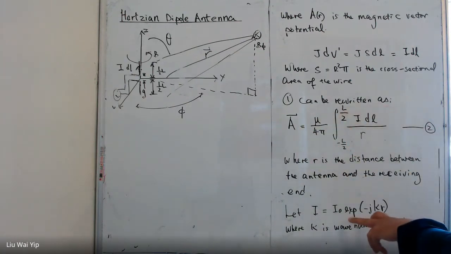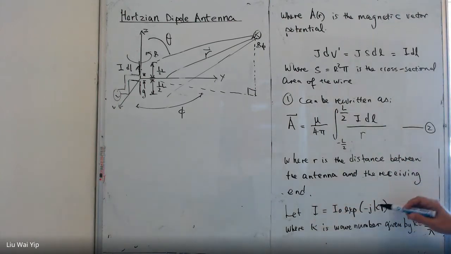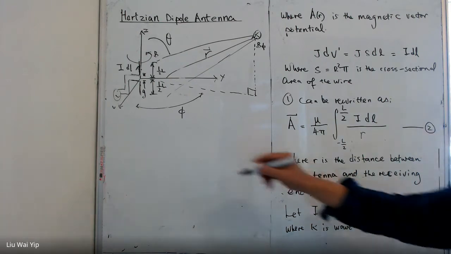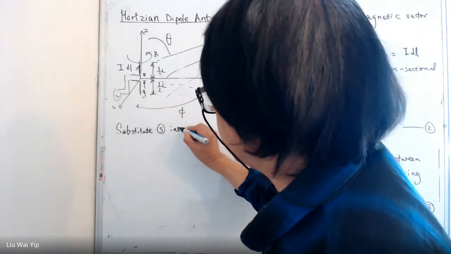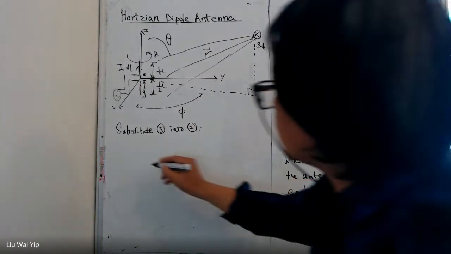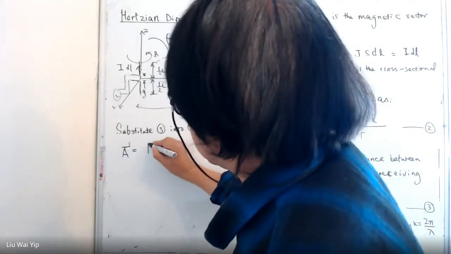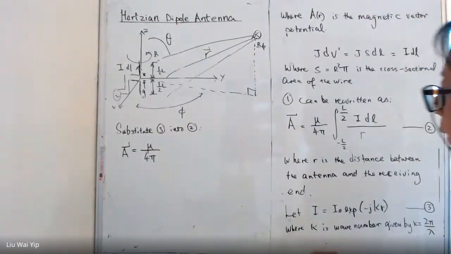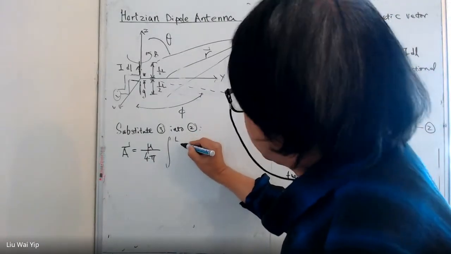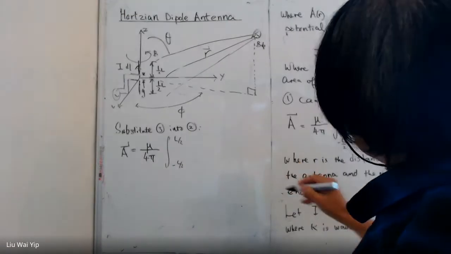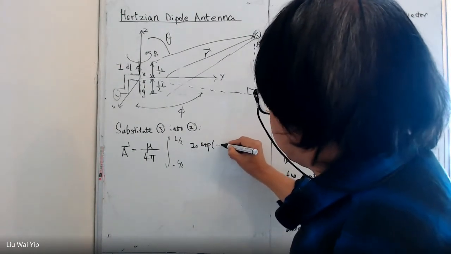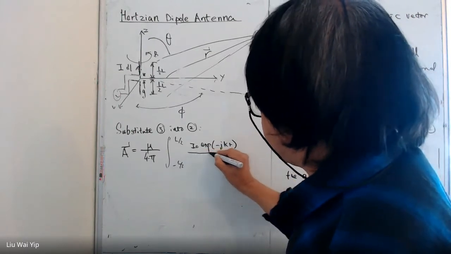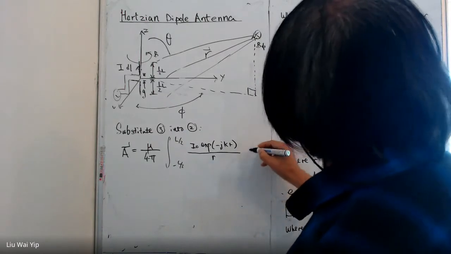Okay, at this stage, we can substitute the assumed expression for I into equation 2. So substitute 3 into 2. And what we are going to get here is A being equal to 1 over 4 pi, and then the integral from minus L divided by 2 to L divided by 2, and then I, right, what we have to write down, the expression here, e to the minus jKR, and then divided by R, and dL.